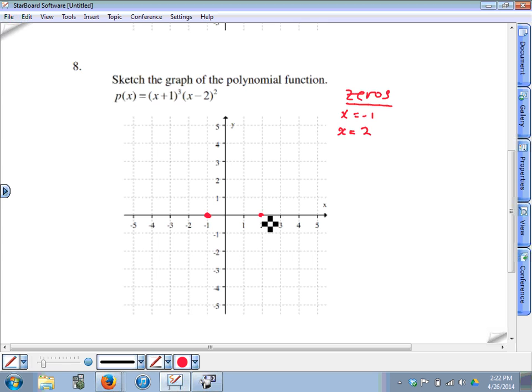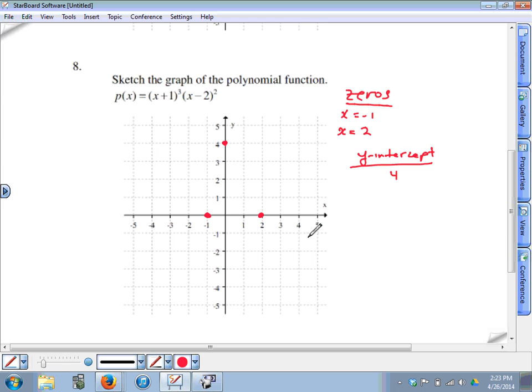Zeros are the same as x-intercepts, so I'm going to place those on the x-axis. Now the second thing you're going to want to do is find the y-intercept. To find the y-intercept, you let x equal 0. 0 plus 1 is 1. 1 to the third power is 1. Here 0 minus 2 is negative 2, but negative 2 squared is positive 4, and 1 times 4 is 4. So the y-intercept is here.